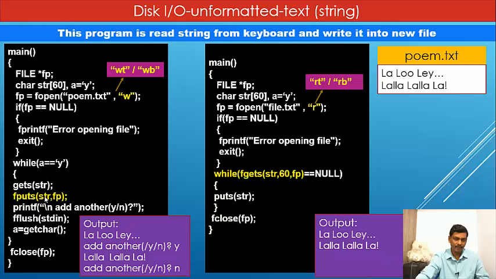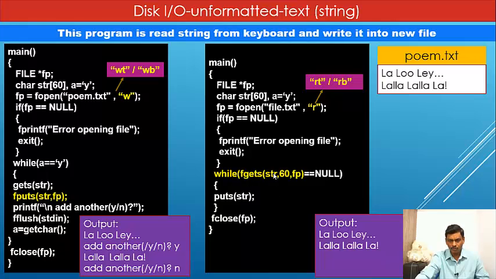Here we use fputs to write a string to a file. It has two arguments in this case: fputs we put only two arguments. The first one is a string variable. The second one is a file pointer variable, a file structure pointer variable. In fgets we use three arguments. The first one is a string variable name, the address of the string. 60 is the maximum number of characters. fp is a structure pointer variable. fp has the address of this file.